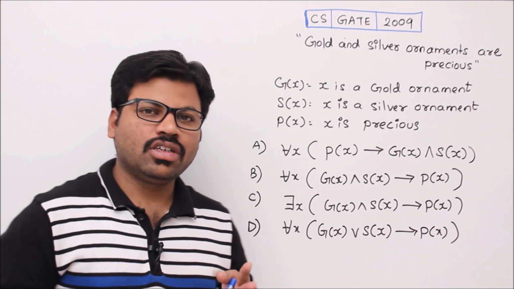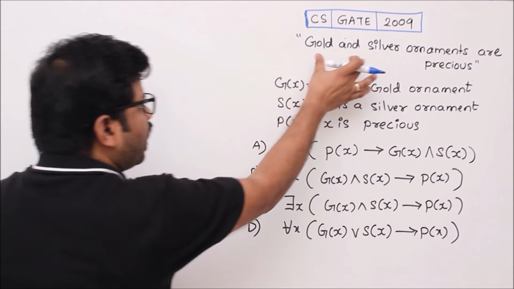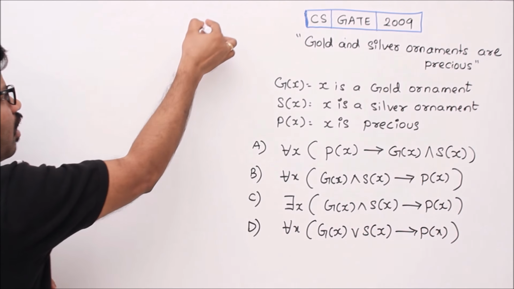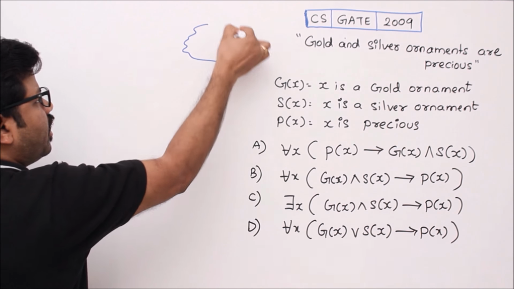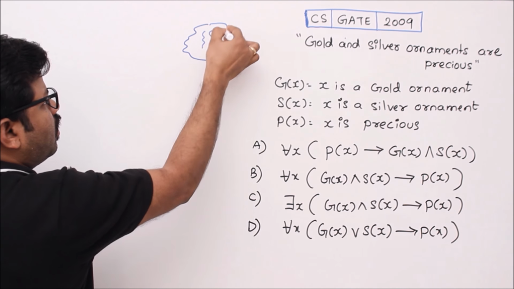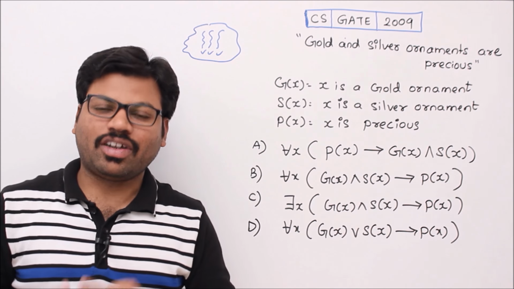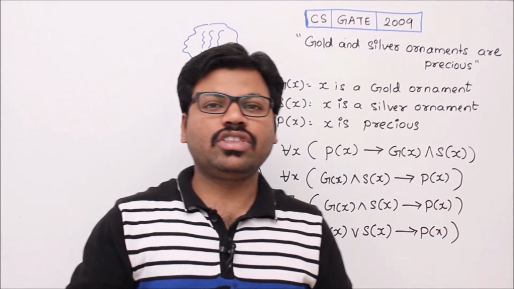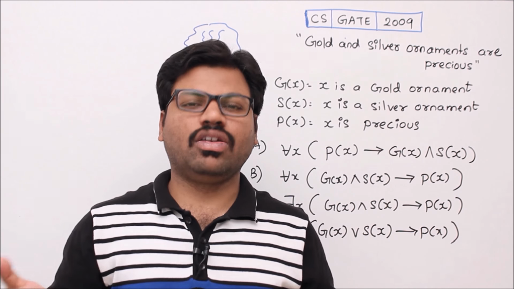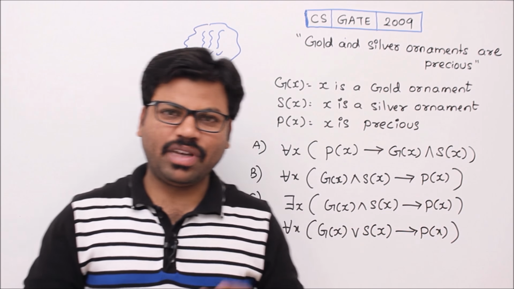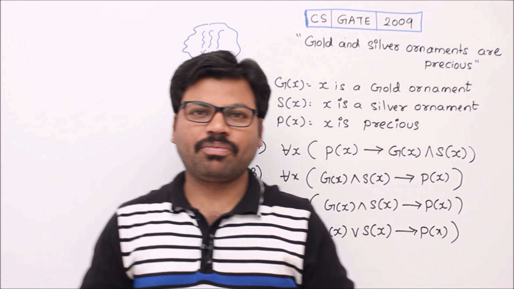That's the question. If you read the question clearly, we are talking about ornaments, isn't it? Let's take the domain as ornaments. Now, are we talking about all the ornaments? No. We are talking about a few ornaments which are made of gold or silver. I'm trying to understand the meaning of this statement. That's what I'm doing.